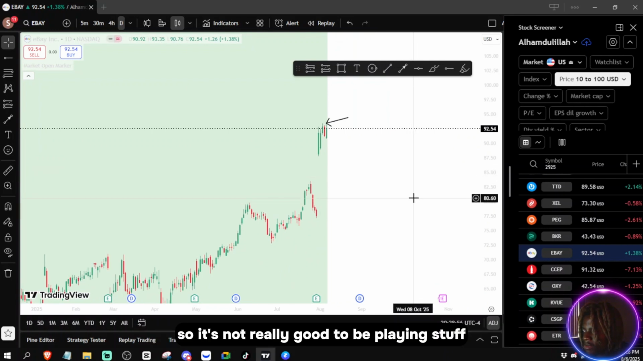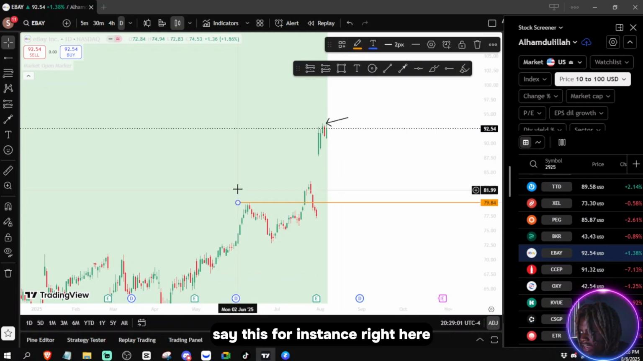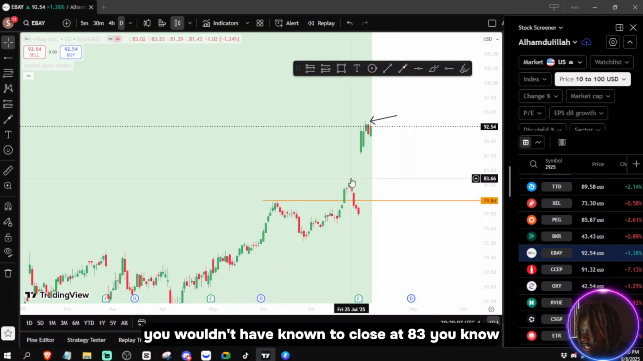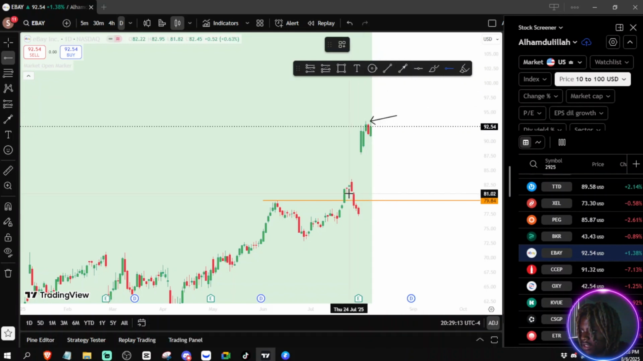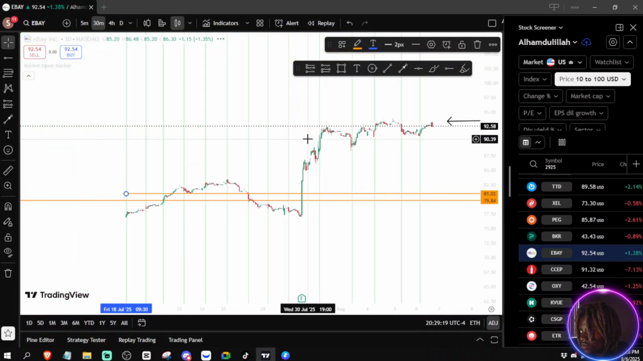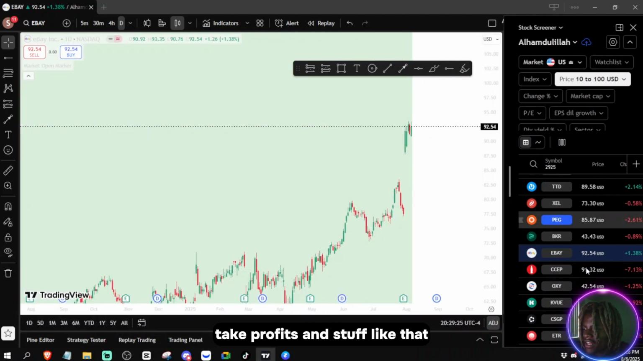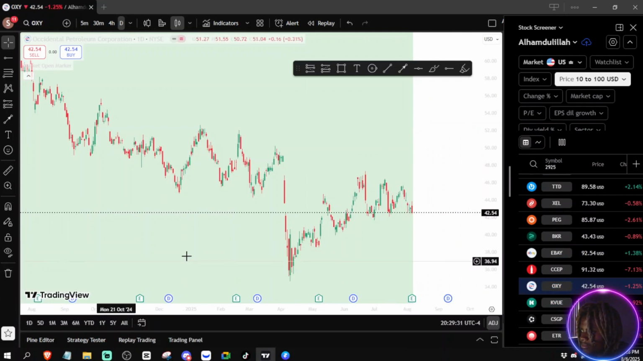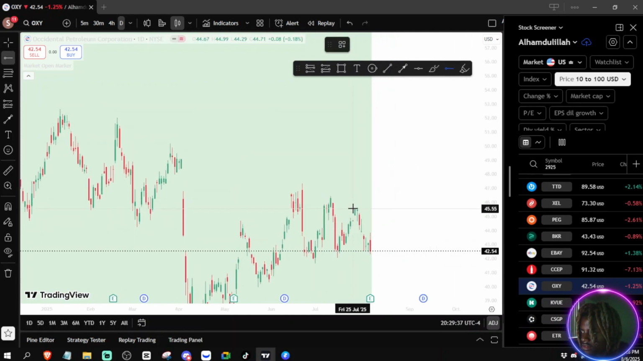It's not really good to be playing stuff into all-time highs because you don't really know when you're going to get pulled back. Say, for instance, you entered at this eBay breakout, right here. You wouldn't have known to close at 83, at least until the support right here got broken. This would have been the only thing to tell you. Other than that, you can't really hold. There's not really proper take profits and stuff like that. It's kind of just stuff happening. So a lot of the times I like to make sure there's some structure above me, and then I'll go ahead and take that trade. Take this trade, for example, up here.